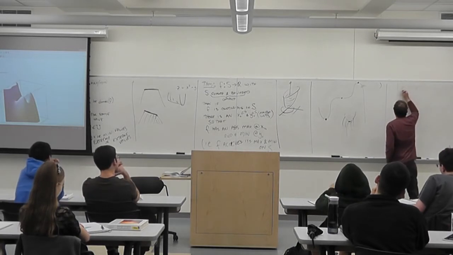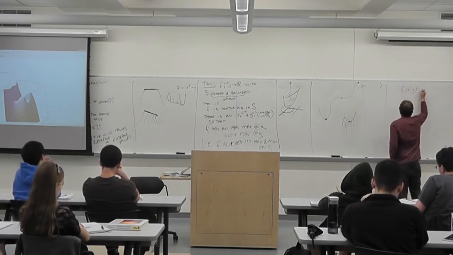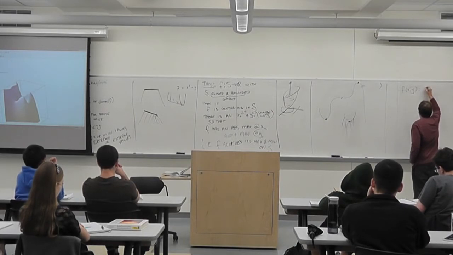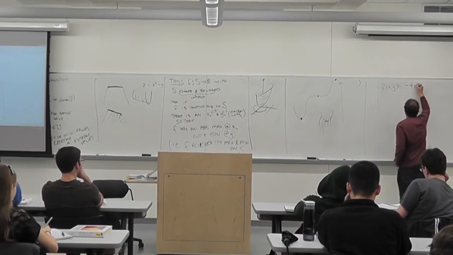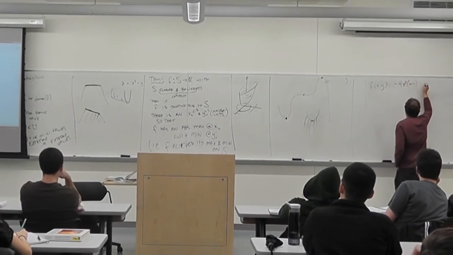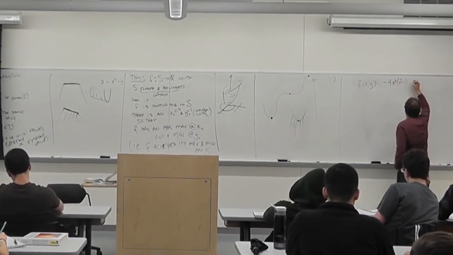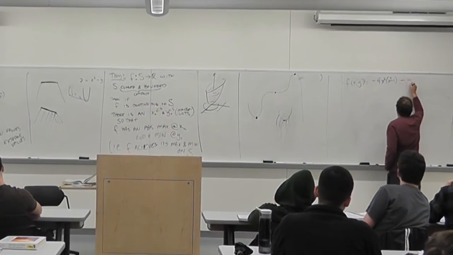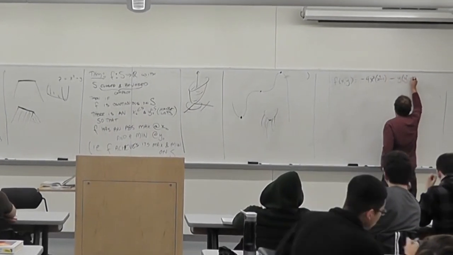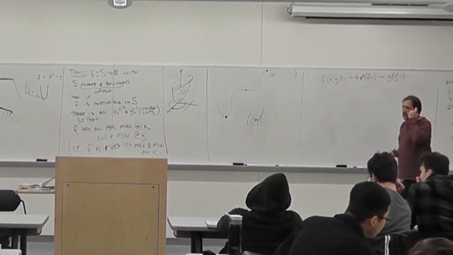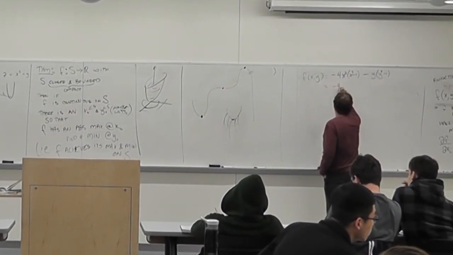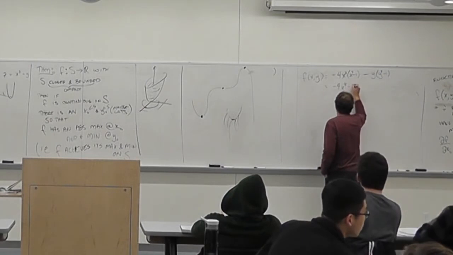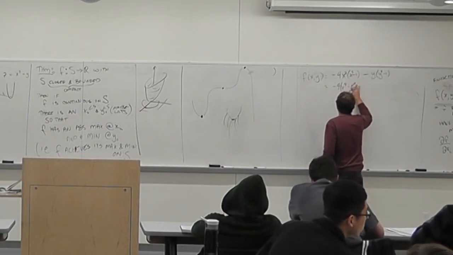minus 4x squared, x minus 1 squared, minus y, y squared minus 1. So that's my function, which if I multiply this out, this will leave over there.